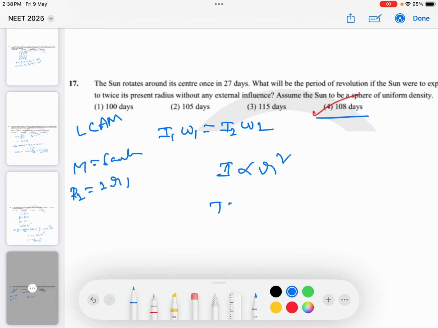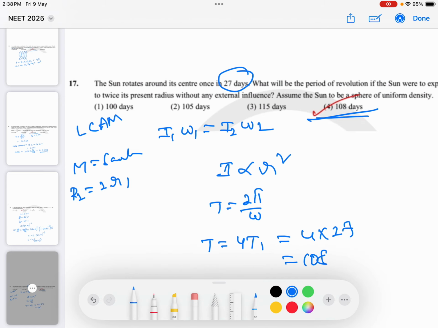T is equal to 2 pi by omega. So T value is equal to 4 times T1. T1 is given as 27 days. 4 into 27 is nothing but 108. So option 4 is correct.